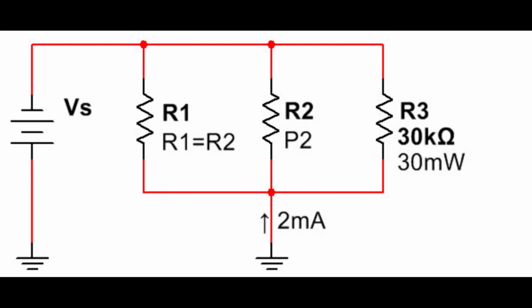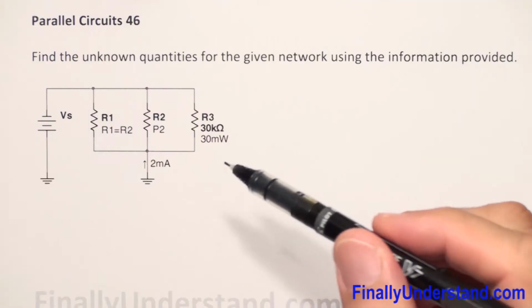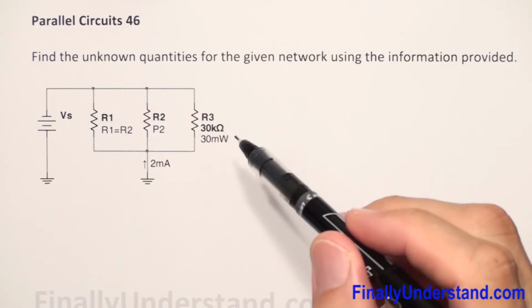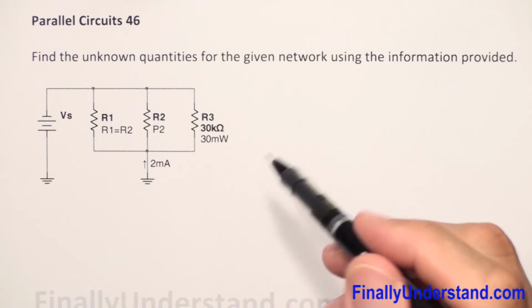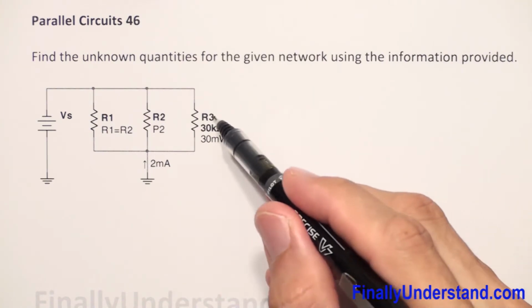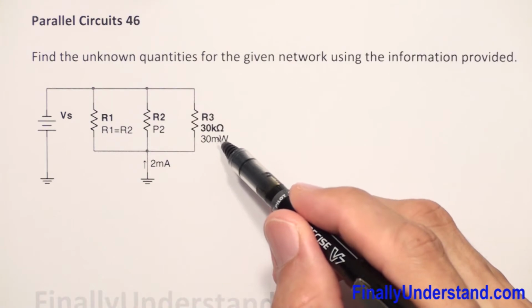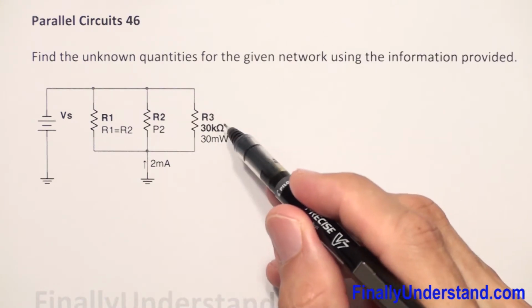Let's take a look at this example. Where are we supposed to start? Always look for the component which has two pieces of information first. Okay, so we have R3 which has two pieces. So we are going to start from this point.